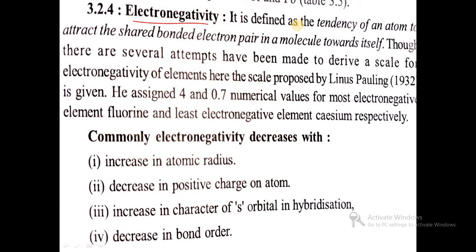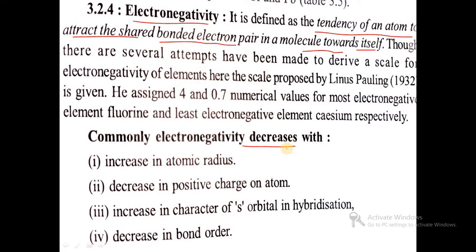Then what is electronegativity? These are only basic concepts; we have already discussed them in the first year. Electronegativity is defined as the tendency of an atom to attract the shared bonded electron pair in a molecule towards itself. That is, the attraction power of that atom is called electronegativity.